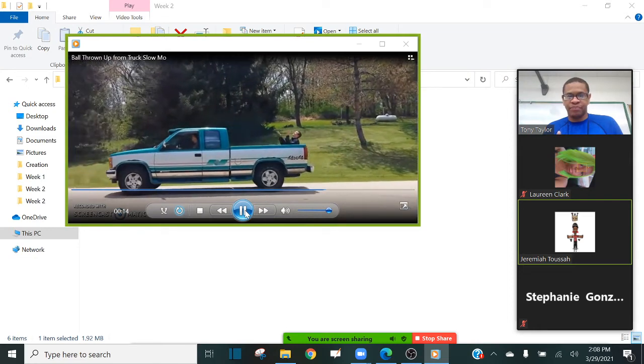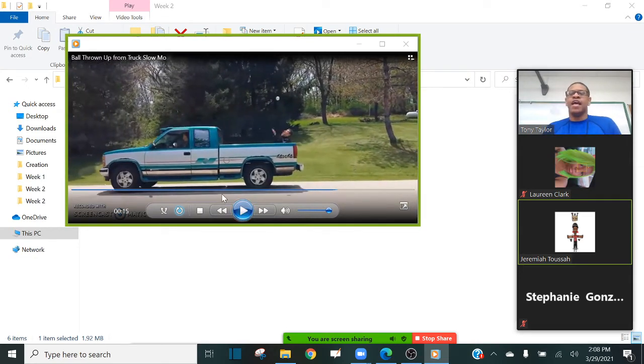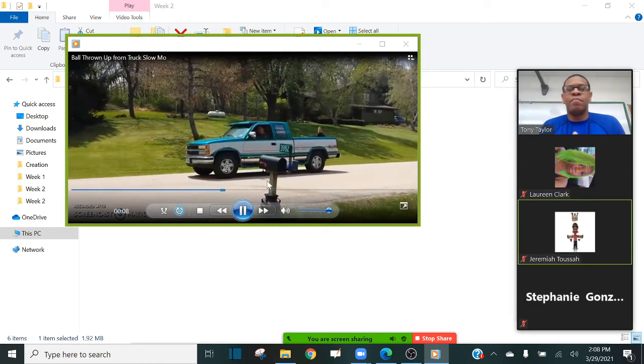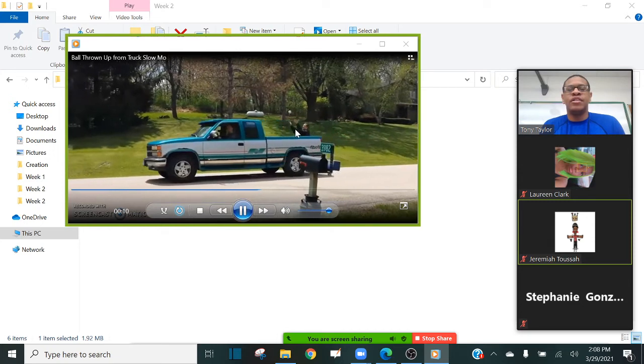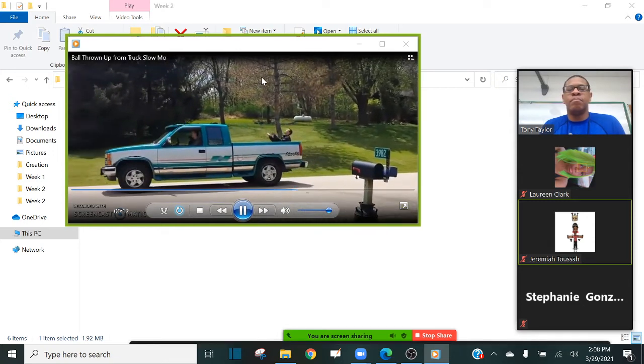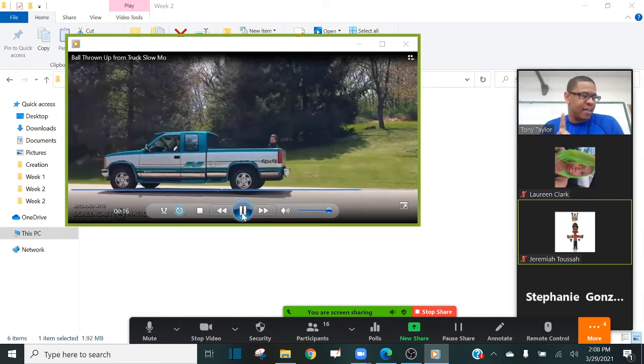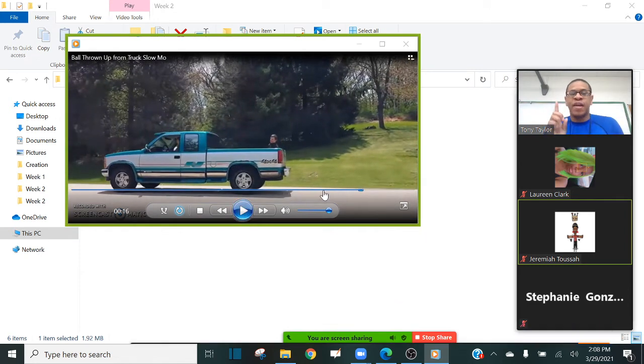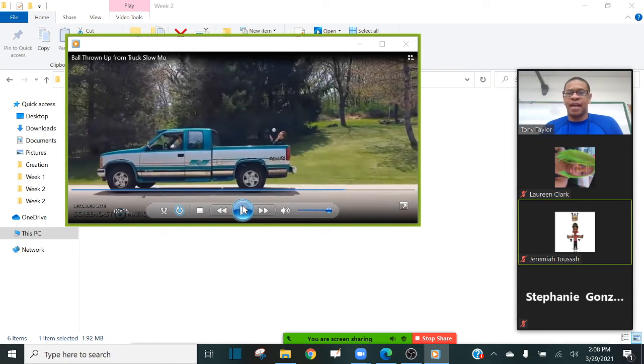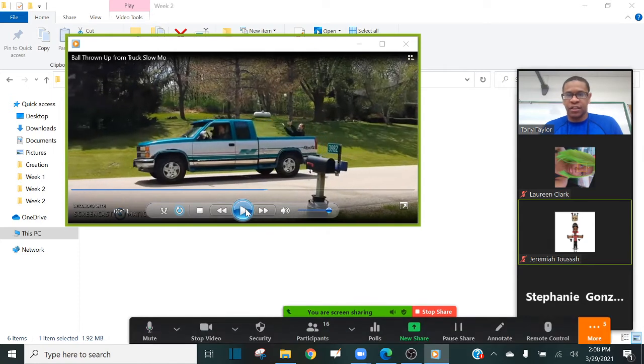If y'all look closely, notice how the moment the ball is released, the ball moves at the exact same velocity the truck is moving at. Can y'all see that? The speed of the ball in the x direction is the exact same as the speed of the truck in the x direction. Okay.